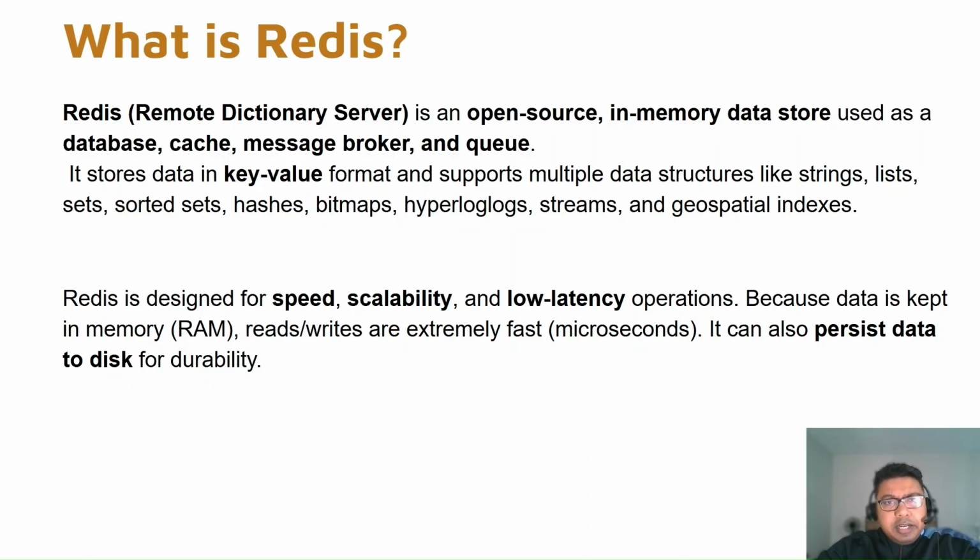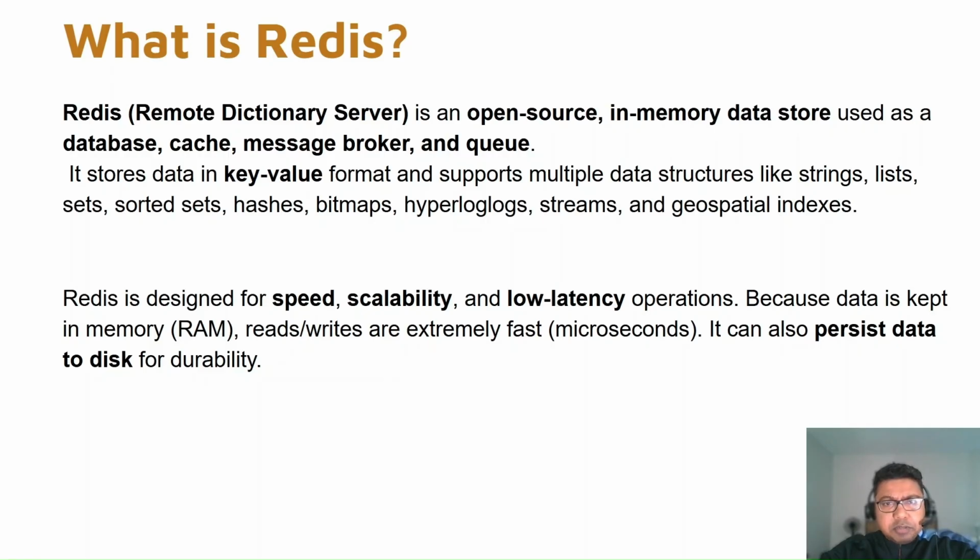It stores data in key value format and supports multiple data structures like string, list, sets, sorted sets, hash. Means everything, whatever you can think of, it supports those data structures. We can store huge objects in it. All our business objects we store in Redis. So this is what Redis is.